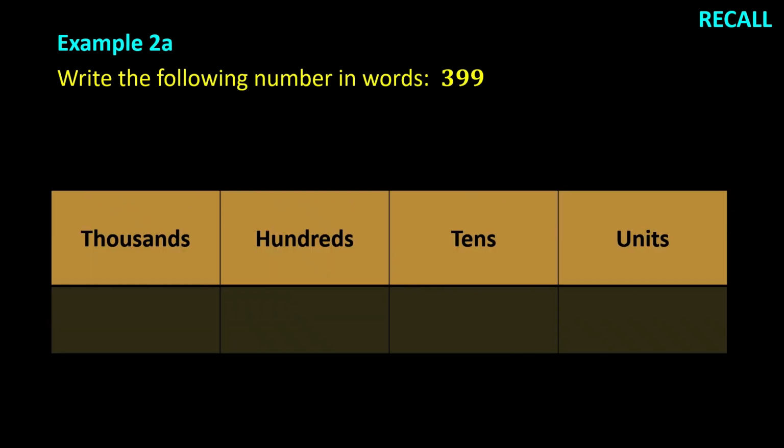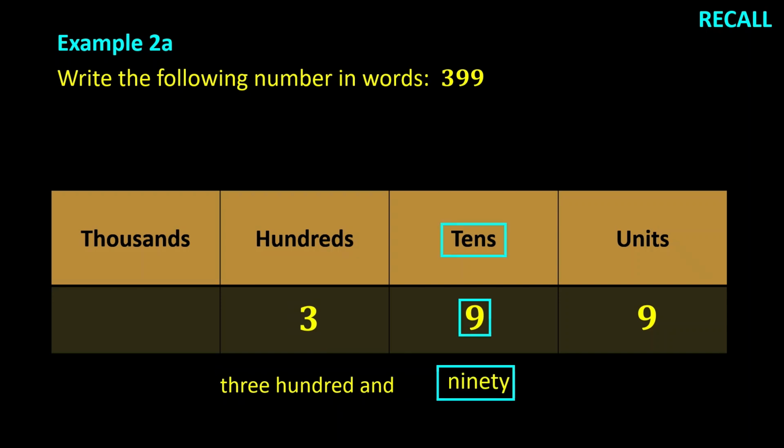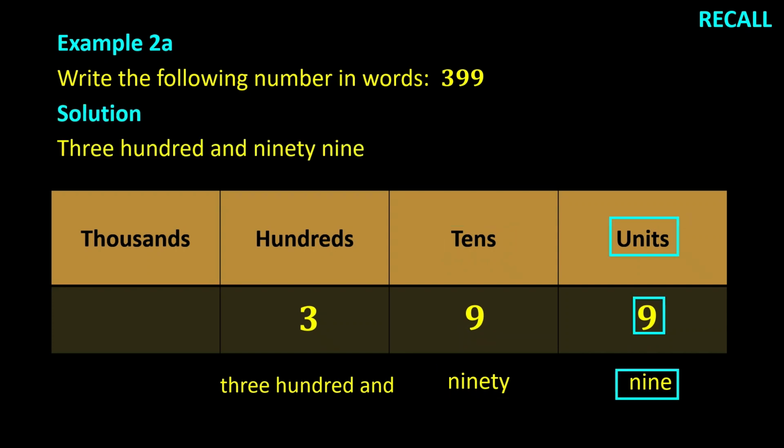Let's look at an example which is less than 1000. There is a number written on the slide. The example asks you to write it in words. It will be easier if we use our table and begin examining our number from the right-hand side. In the units column, we will put 9. In the tens column, we will put 9 again. And in the hundreds column, we will put 3. As there are no more digits to consider, we will not be putting anything in the thousands column. So we have 399.